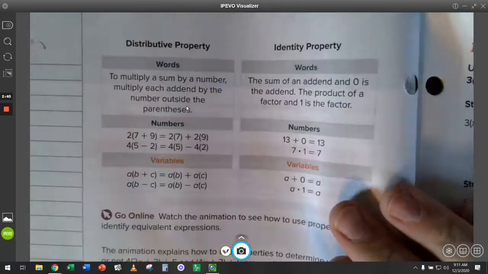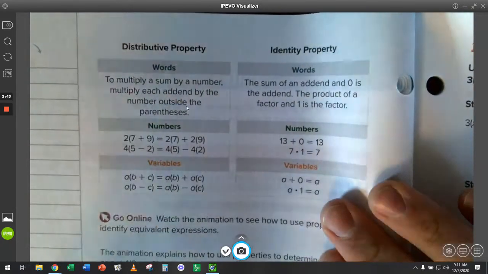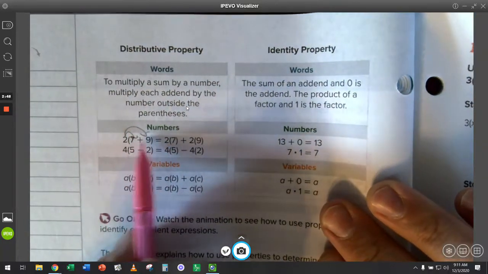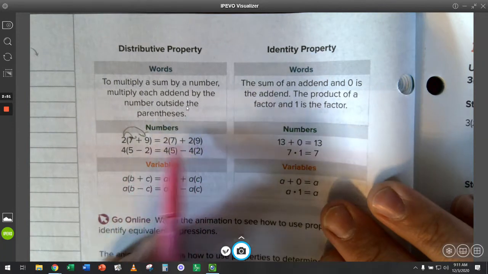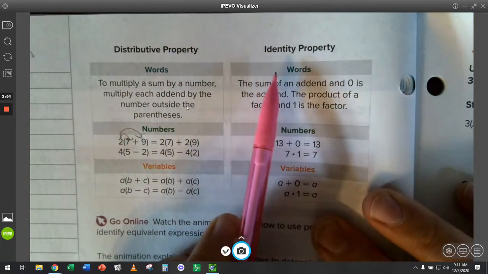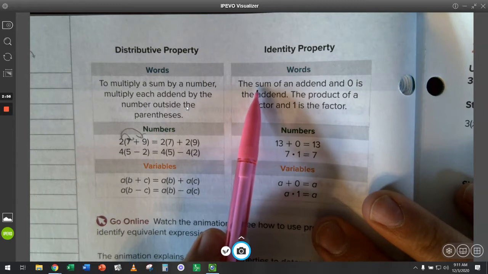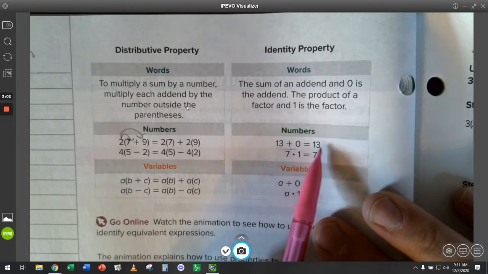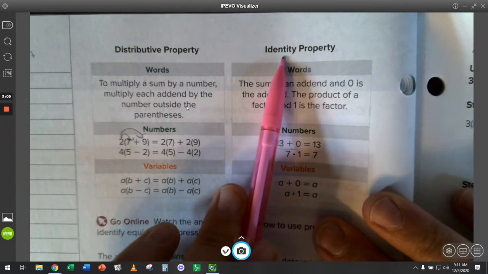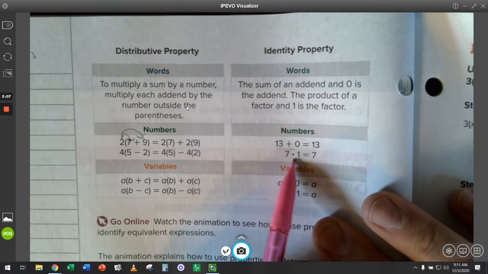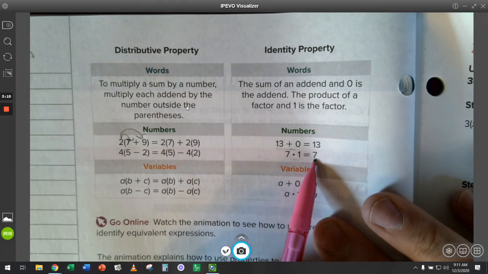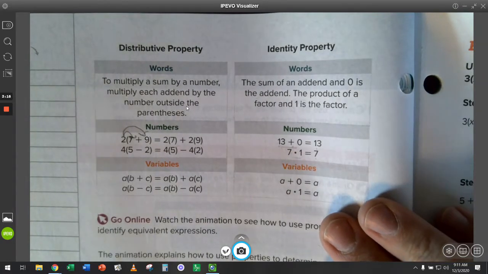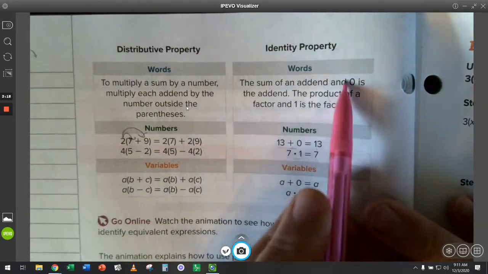We also have the distributive property, which is what we worked on yesterday. That's when you distribute what's outside the parentheses into both terms inside the parentheses. We can do that with both addition and subtraction. And the identity property says that a sum of an addend and 0 is the addend, right? If we add 0 to any number, it's always just going to be that number. We also have the identity property of multiplication, which means any number times 1 is just that number. So those are rules that we've known about since you started math. Now we're just giving it a name. So this is the identity property.